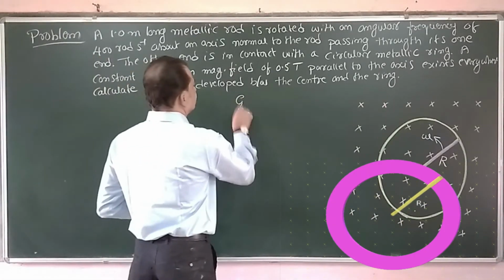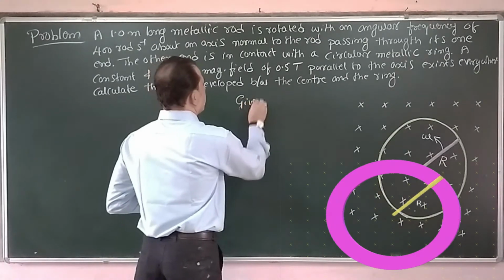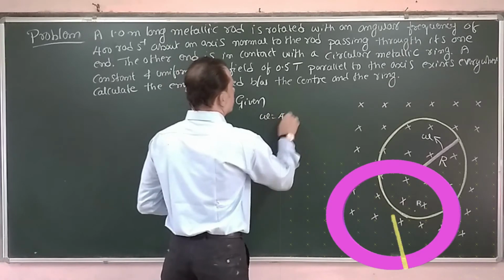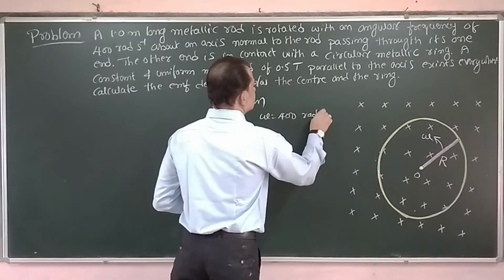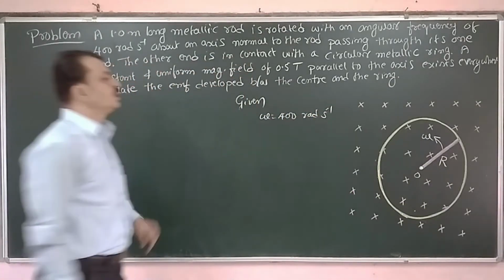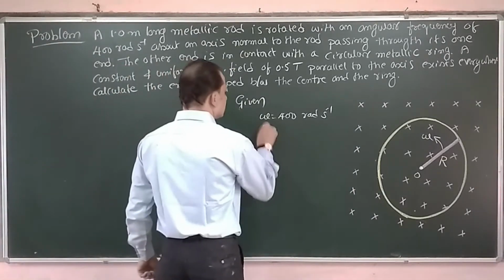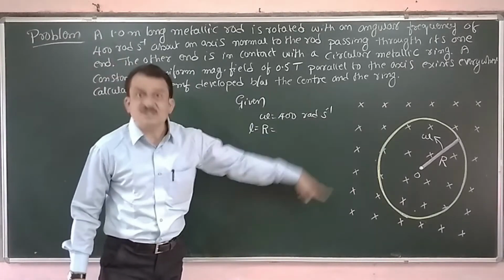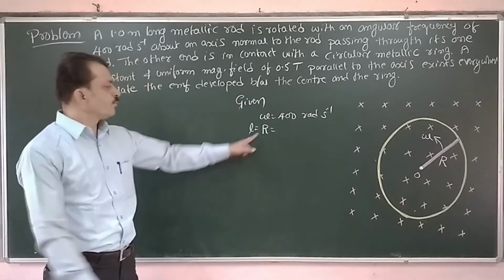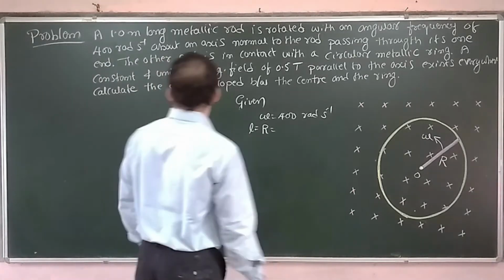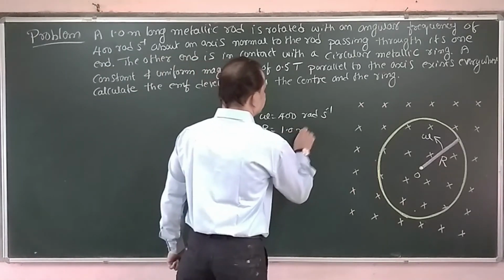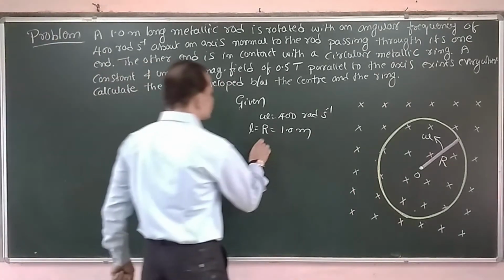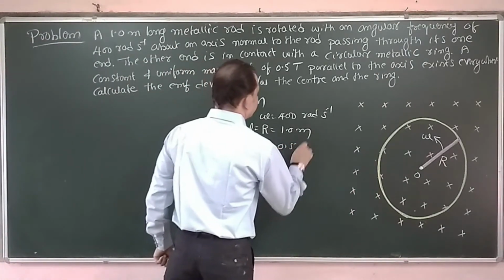Now given, the angular frequency omega is 400 radians per second. The length of the rod is given. The length of the rod is taken as L, or it becomes the radius of that circular loop, so it can also be taken as R. It is 1 meter. And the strength of the magnetic field is given: B is equal to 0.5 Tesla.